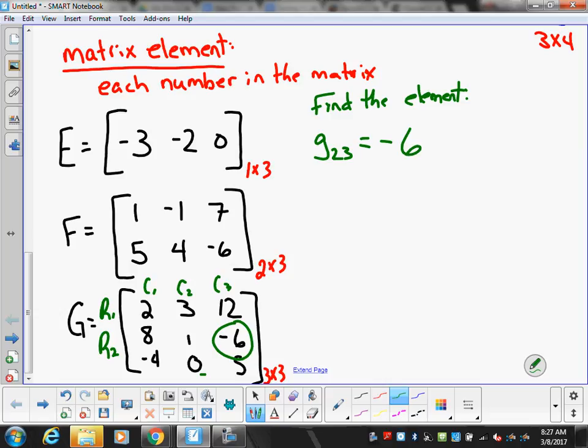Sorry, it's a little bit lower than it should be. I didn't put the row 3 down there. I was trying to write down there. Perfect.